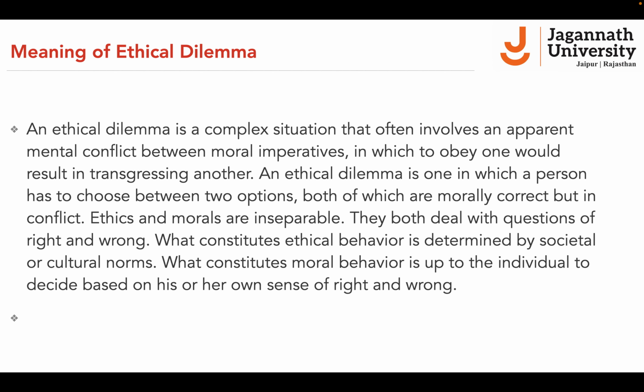Ethics and morals are inseparable. They both deal with questions of right and wrong. What constitutes ethical behavior is determined by societal or cultural norms. What constitutes moral behavior is up to the individual to decide based on his or her own sense of right and wrong. Let's discuss some examples of ethical dilemma.